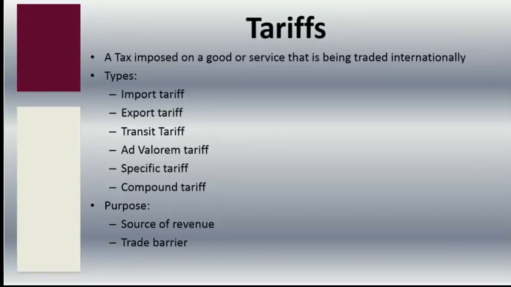Specific tariffs, that could be on one specific unit just to protect one specific type of good back in the domestic product. Compound tariffs, put any of those together. You could have a transit tariff and an export tariff. You're going through my country, then taking it out, you get hit with two.